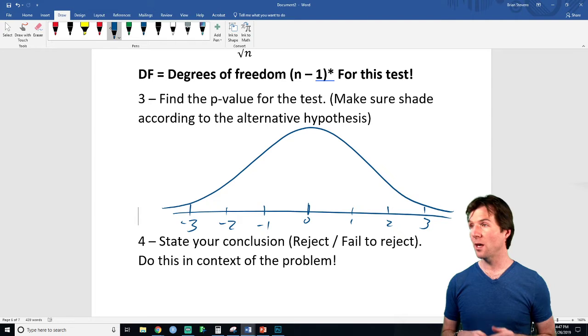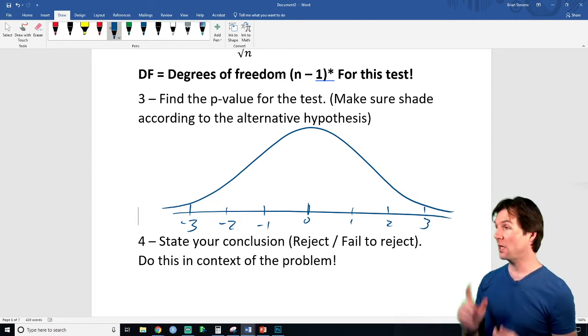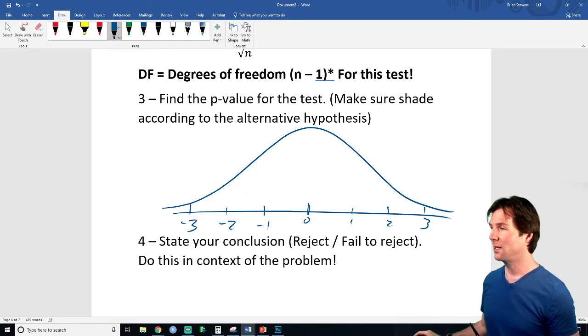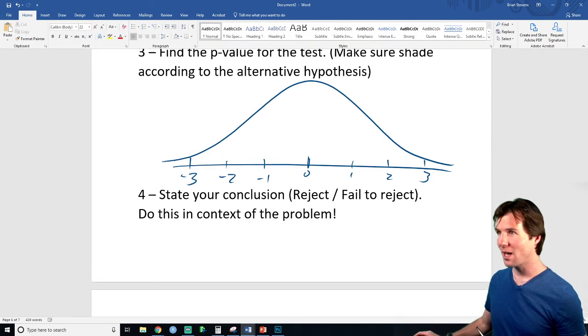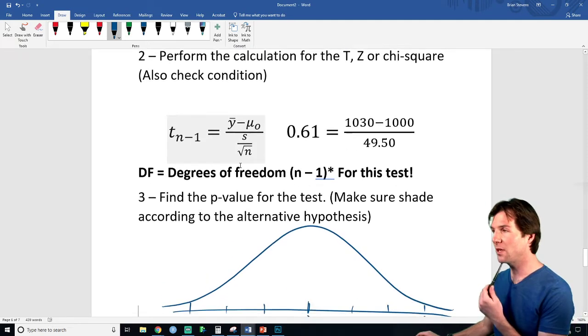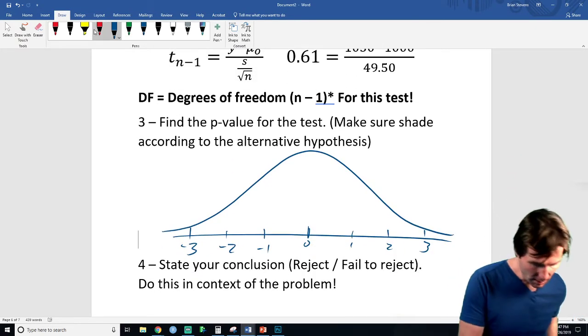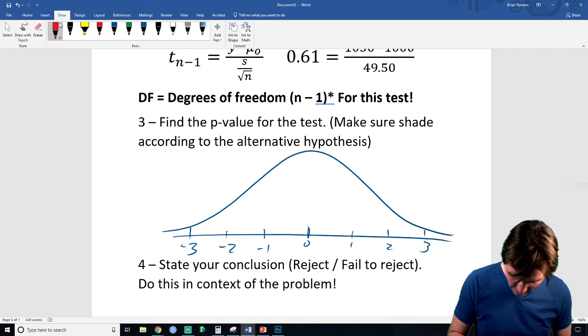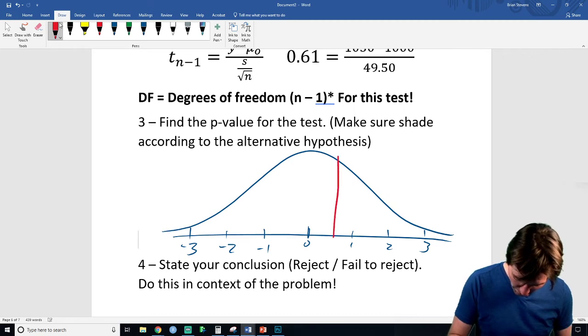So what do we have going on right here? We need to find the p-value. That's the whole goal of this. We need to find the p-value by plotting it. Now this one's going to be tricky. How are we going to find this p-value? Step 3, find the p-value. Well, I need to plot that, okay? So I'm going to go here. I'm going to plot right here at 0.61.